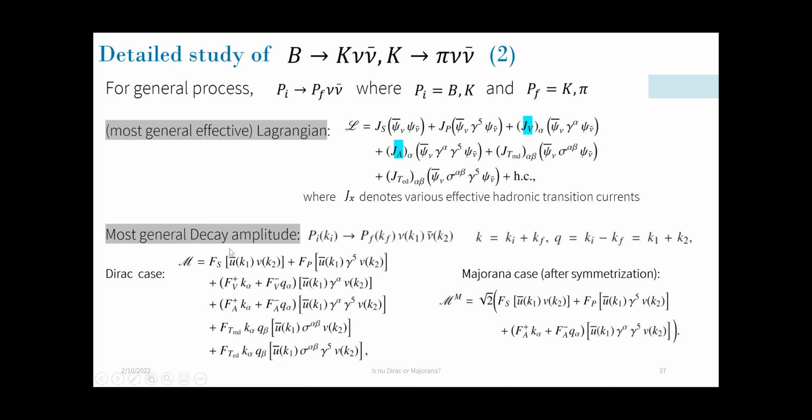Now the most general decay amplitude comes like this way. Now this F minus is almost zero because of the almost zero neutrino masses. Anyway, this way. Now the Majorana case is not as complete this way because of symmetrization and anti-symmetrization. There's no vector case, no tensor case, only the scalar and axial vectors like this.